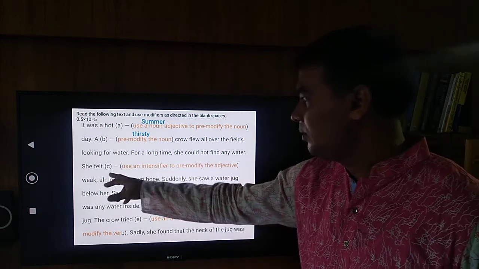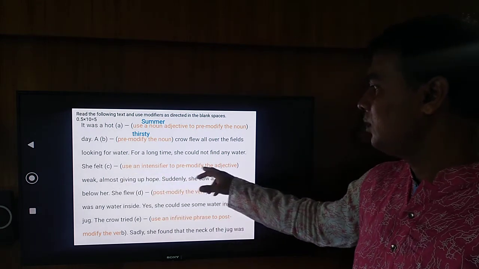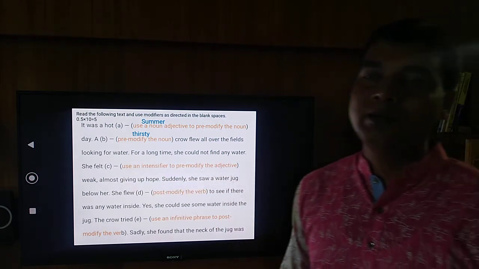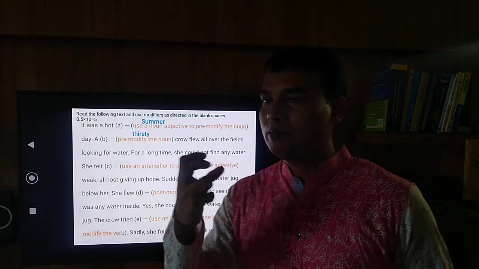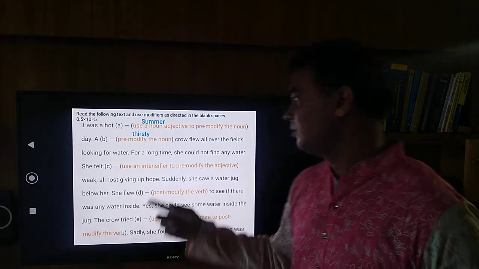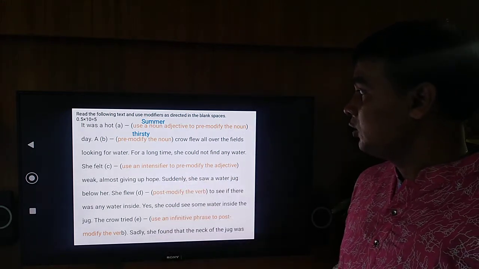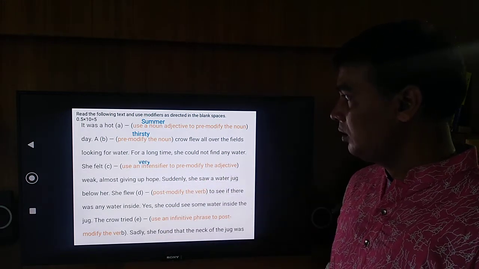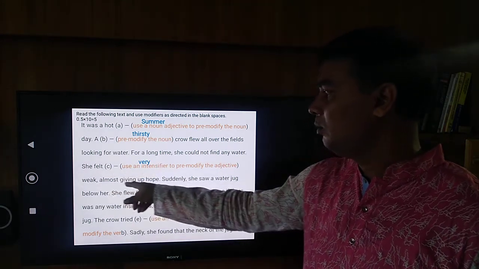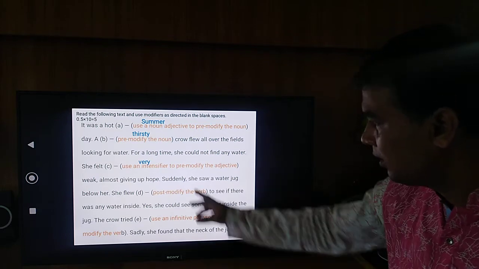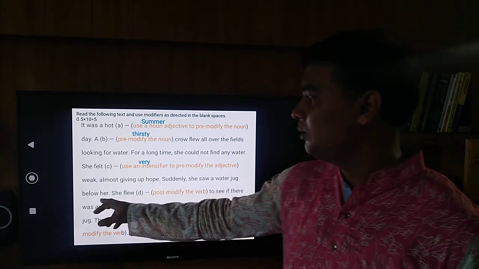She felt, use an intensifier to pre-modify the adjective. Intensifier, I told you that you have to use such a word to give more emphasis or stress. So very is the common intensifier. She felt very weak, almost giving up hope. Suddenly she saw a water jug before her.